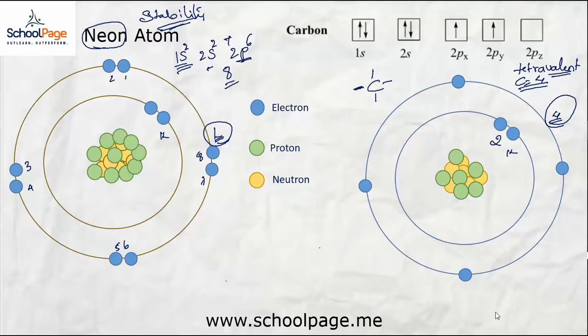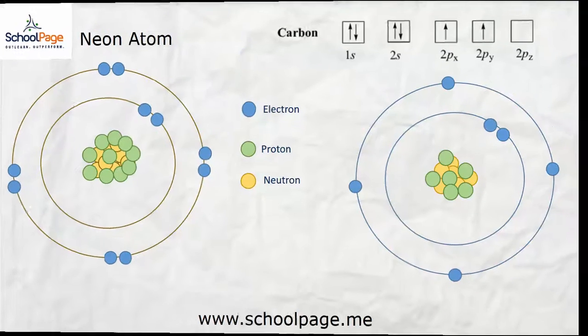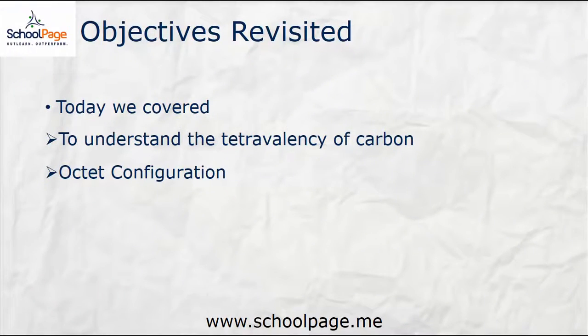Carbon solves this problem by sharing pairs of electrons with other carbon atoms or atoms of different elements. After watching this video, you have understood the tetravalency of carbon and the octet configuration.